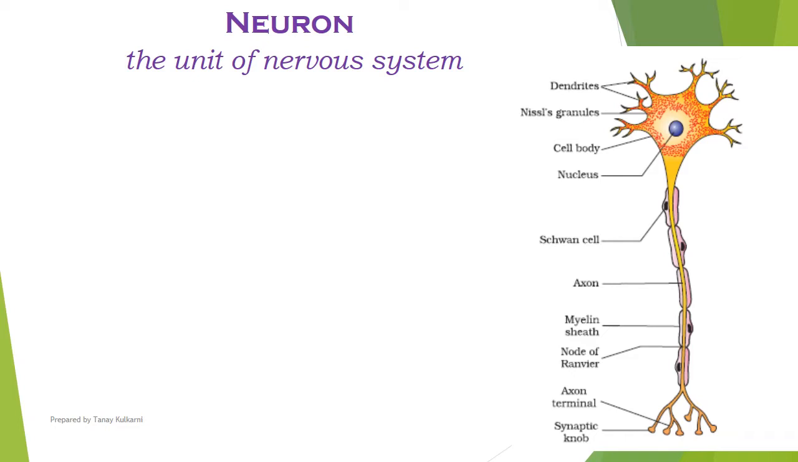Remember one thing, when you draw this diagram, there are a few labels which are very important. You should sketch and label them properly, and those are dendrites, cell body, nucleus, axon, myelin sheath, node of Ranvier and axon terminal. These are the most important labels. Let's go into the discussion.